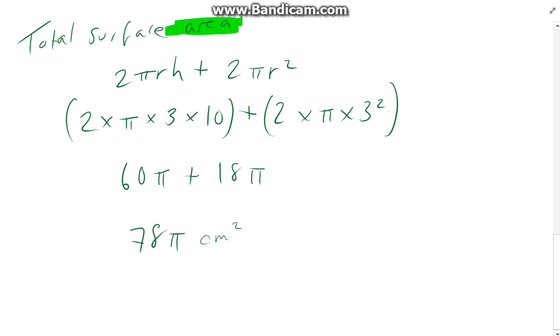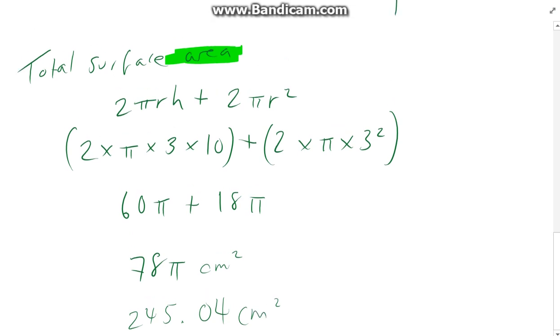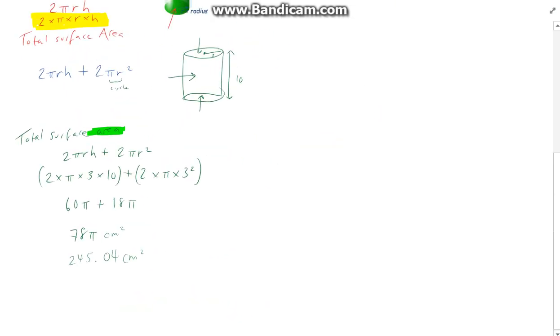But what if they asked us to give it to 1 decimal place? So you're going to put 78 pi into your calculator, SD it, and that gives us 245, we'll say 2 decimal places because it's 0.4 centimetres squared. So that means the total surface area of the cylinder that we have here is 254.04 centimetres. So that included the curved surface area part, which you know goes all the way around front and back, but it also included the circle at the top and the circle at the bottom.